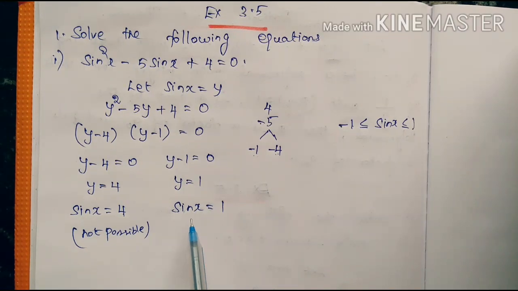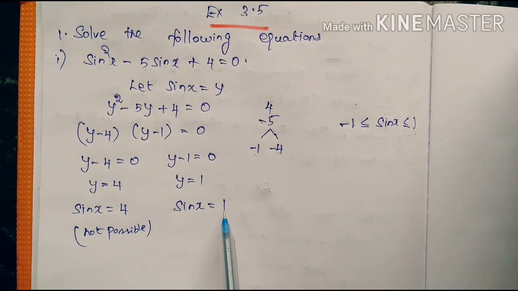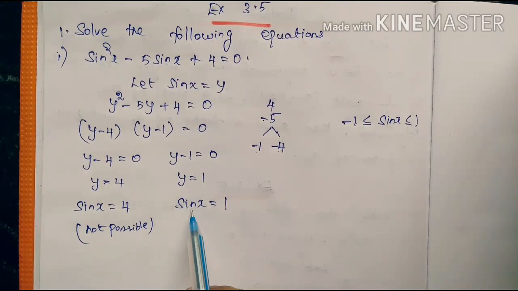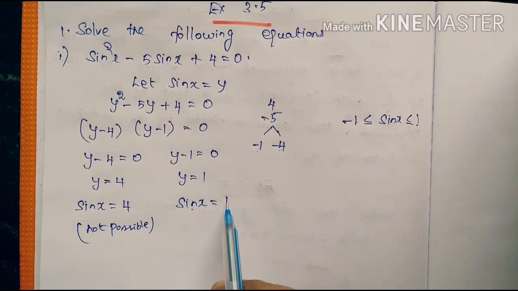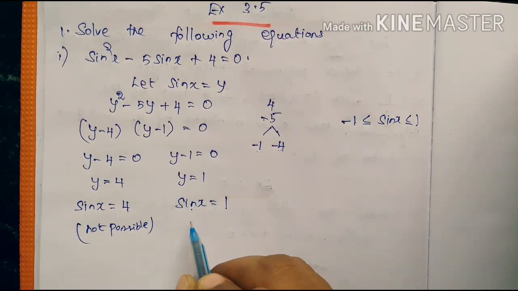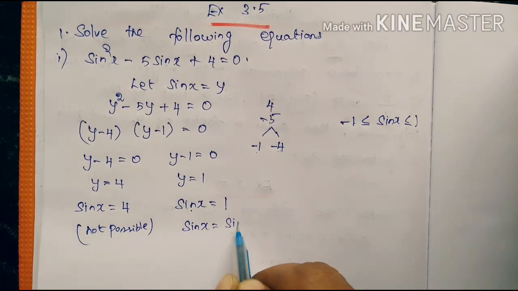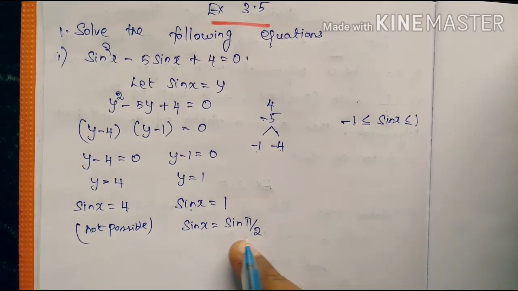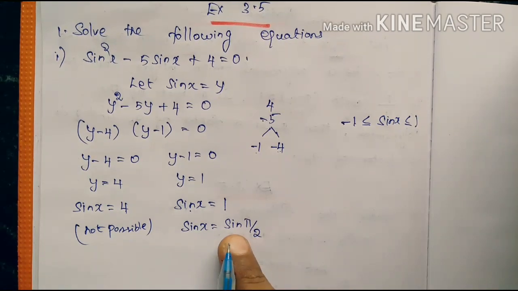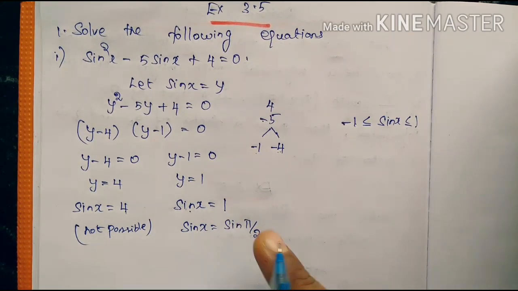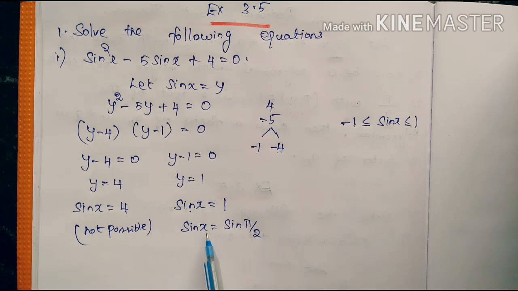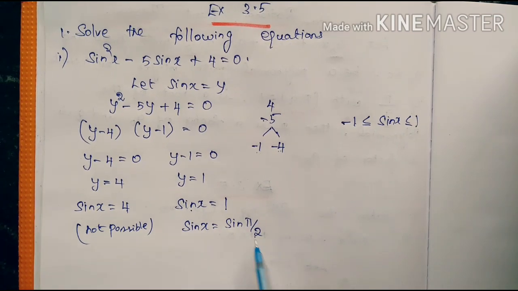Now consider this: sin x is equal to 1. Since it is in sine form, I am replacing this 1 by sin pi by 2. So we can write sin x is equal to sin pi by 2. Pi by 2 is 90 degree, that is sin 90 degree value is equal to 1. So we can write sin x is equal to sin pi by 2.